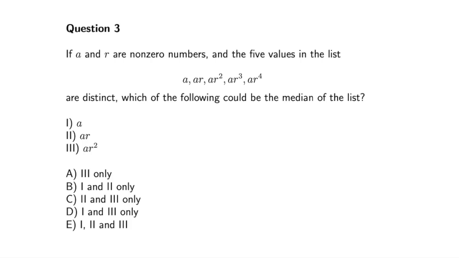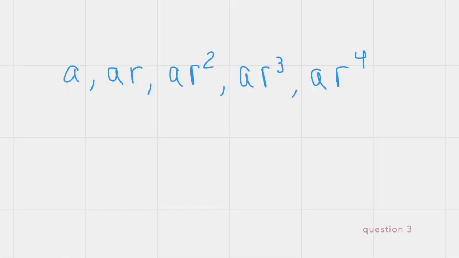So here we have something that technically is known as a geometric sequence, but you don't need to know what that means for the GMAT. We're just multiplying by r each time to find the next term in this list. So a times r times r, which is a times r squared, and so on.